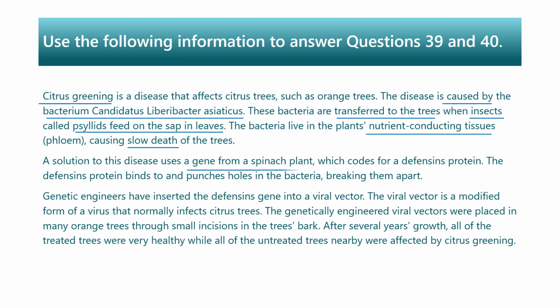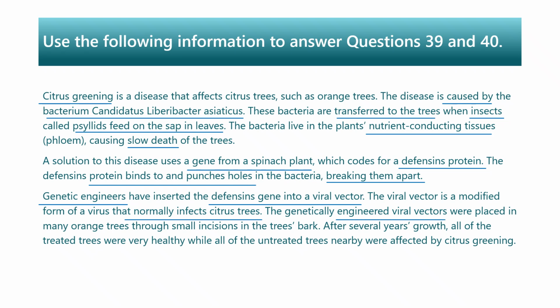A solution to this disease uses a gene from a spinach plant, which codes for a defensins protein. The defensins protein binds to and punches holes in the bacteria, breaking them apart. Genetic engineers have inserted the defensins gene into a viral vector. The viral vector is a modified form of a virus that normally infects citrus trees.